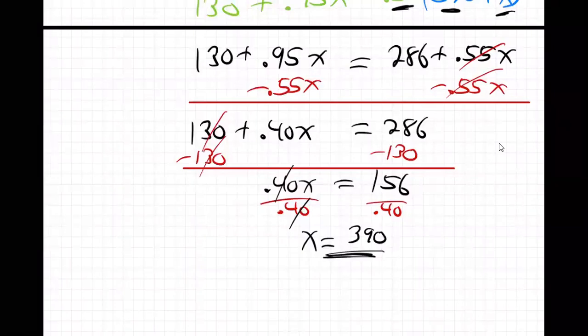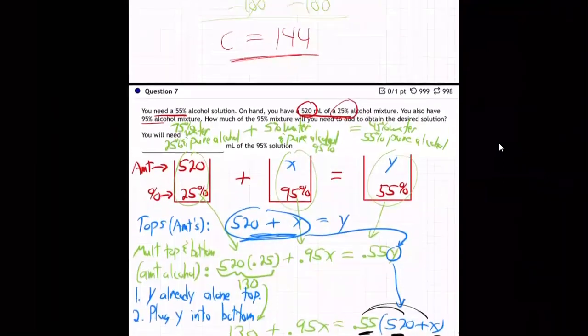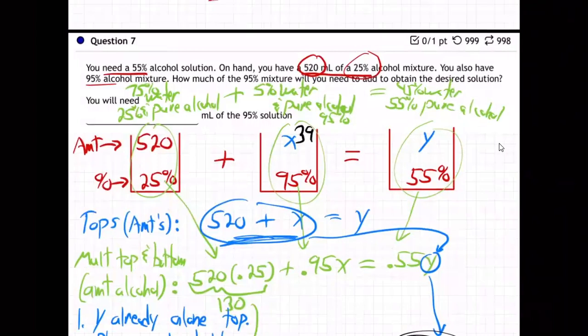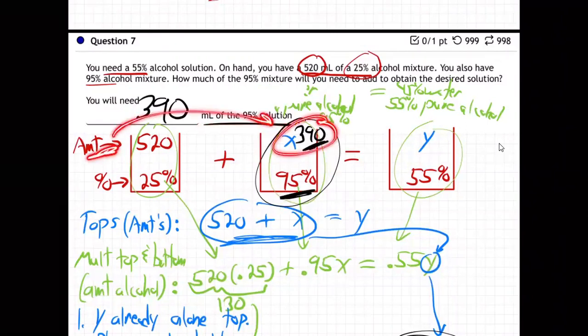So x is 390. So now what does that mean? Well, you always got to bring that back now. So that means x right here is 390. And well, what are they asking for? Let's go to their actual question. They're asking how many milliliters of the 95% solution? Well, that's it. It's 390. Done. Right? Because that's the 95% solution, which is what they asked for. How many milliliters of the 95%? 390 is the amount of the 95% solution. So we're done. There we go.